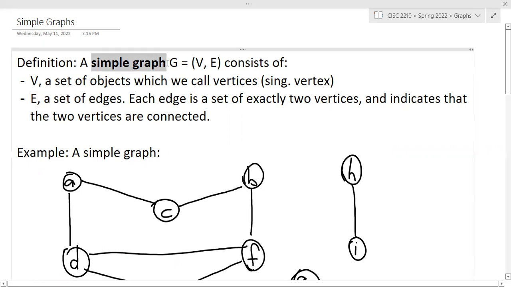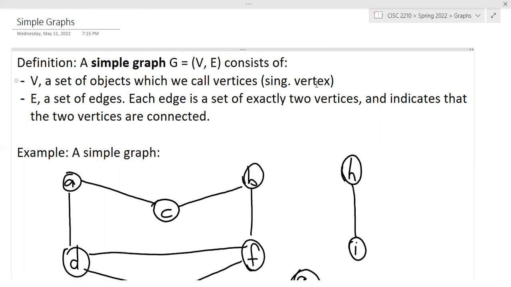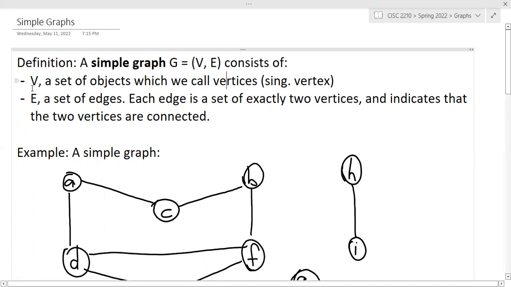a simple graph. So we have a simple graph. We'll give it a name like G, and it has two parts. So we say that G, this simple graph, is a pair of two things, V and E. And V is a set of objects, which we call vertices. The singular of vertices is vertex. So these things here, you can call them nodes or vertices, like A and C and B and H and so on. These are the vertices.